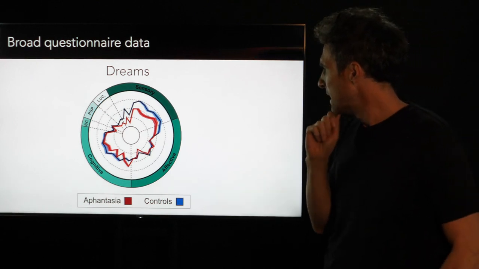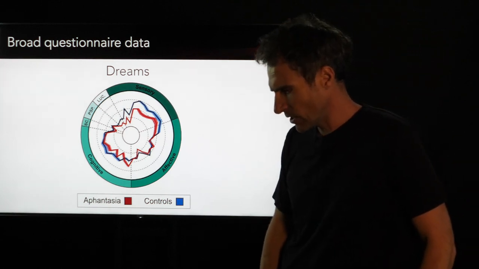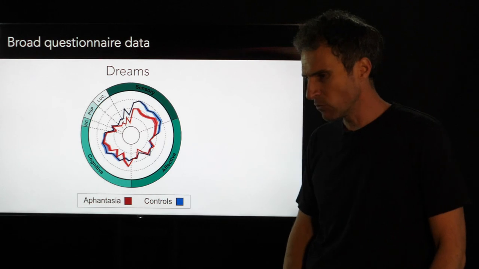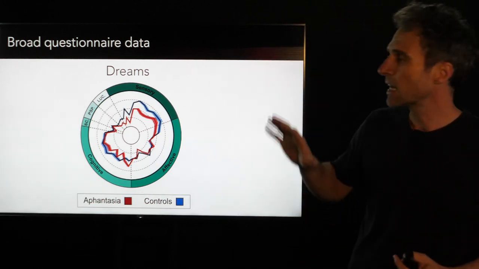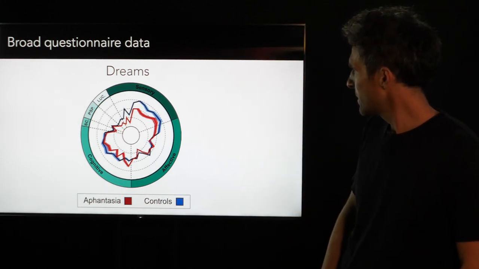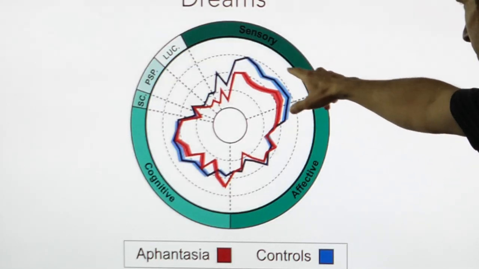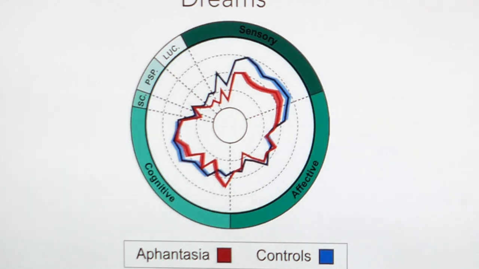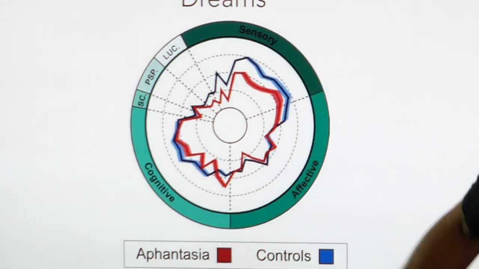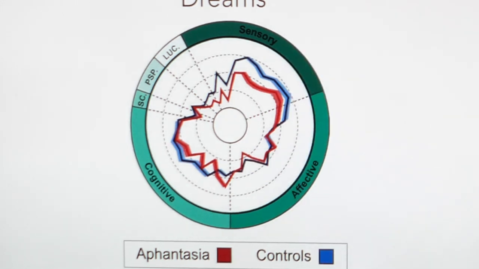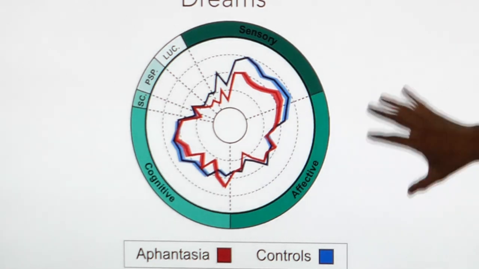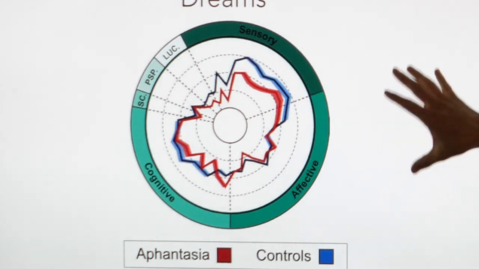So dreams is another interesting thing that there are a lot of questions around. Do people with aphantasia dream? So here's data from a whole lot of aphantasic individuals. And again, in the reddish color is the aphantasics, and the blue, those with imagery. You'll see, particularly in the sensory domains of the dreams, which makes sense, some significant differences there. But on the whole, not too many differences.